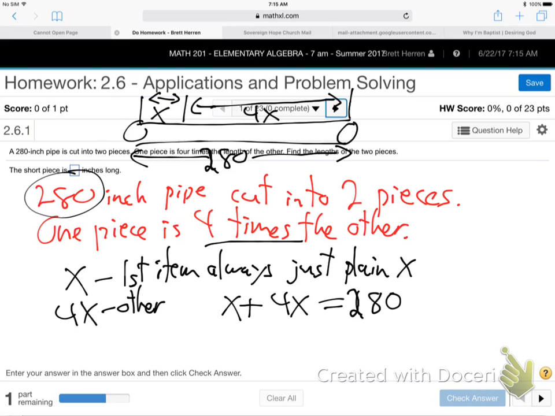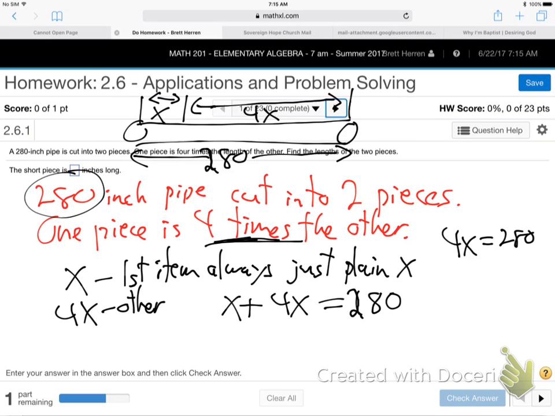The mistake, and then we'll just solve that equation. But before we do, I just want to make sure. The mistake I often see, say on an exam, is people go, oh yeah, 4 times, I know what I've got to do with that, 4x. And they'll go, 4x is 280. And that's wrong. They're missing the other x. How do we know we need that other x? Well, because that's the other piece, right? One of the pieces is x. The other piece is 4 times x. And together, the two pieces add up to be the 280.